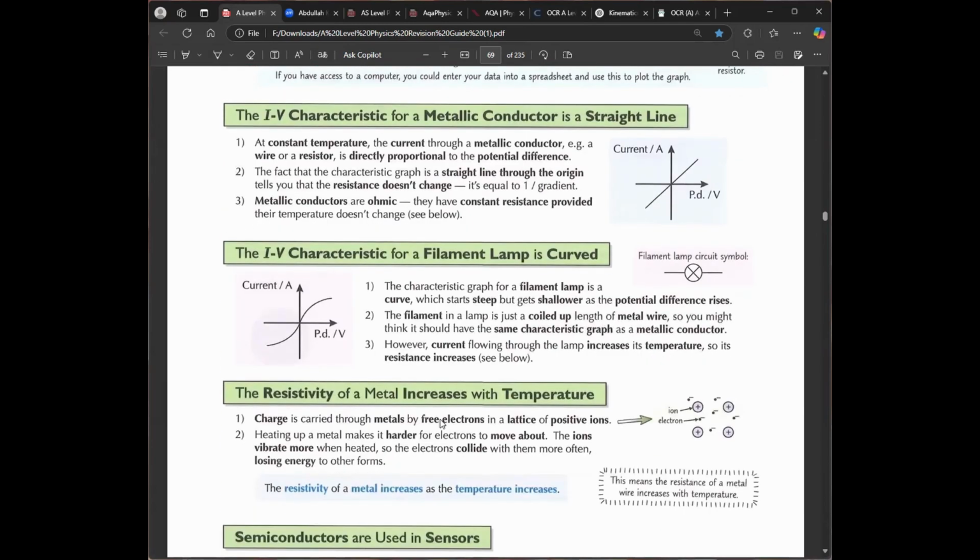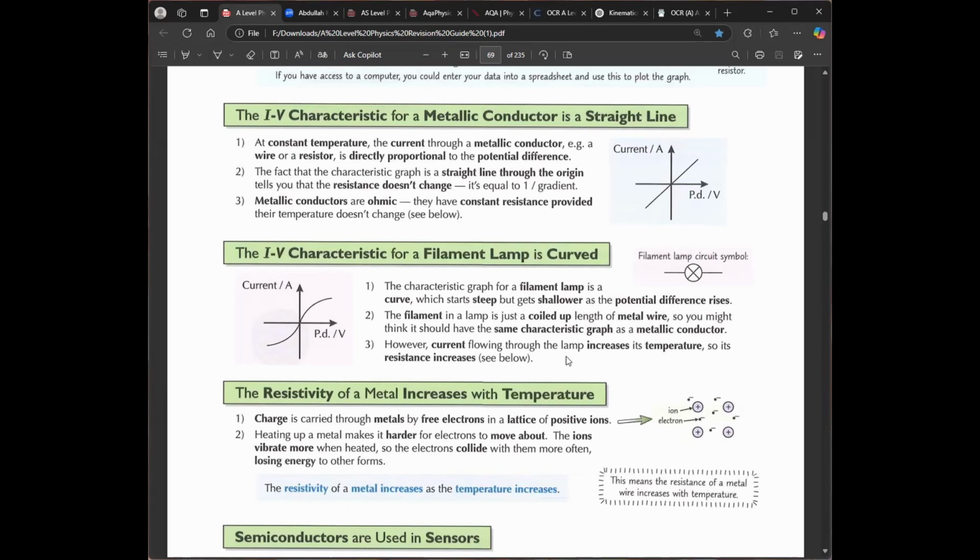The IV characteristic for a filament lamp is curved. So again, it's still a filament that is made up of a metal, and it should be an ohmic conductor, but it's made in such a way that the graph actually curves. If you keep on increasing the potential difference, the current no longer increases at the same pace, so the graph becomes shallower. The filament in a lamp is just a coiled up length of metal wire, so you might think it should have the same characteristic graph as a metallic conductor, but it does not.